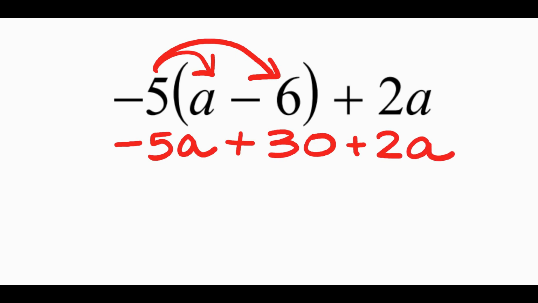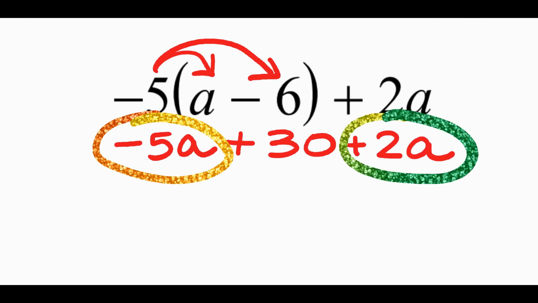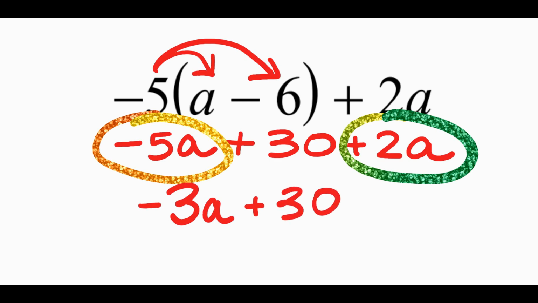My like terms here are negative 5a and a positive 2a. If I have different signs, I'm going to subtract. 5 minus 2 is 3, and I'll take the sign of the bigger number. So it would be a negative 3a. And I don't have anything to combine the positive 30 with, so I'm just going to rewrite it. And that would be the final answer, negative 3a plus 30.